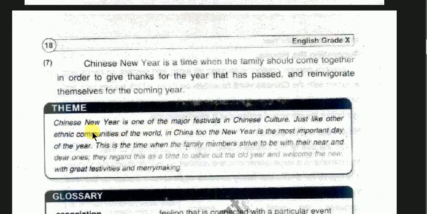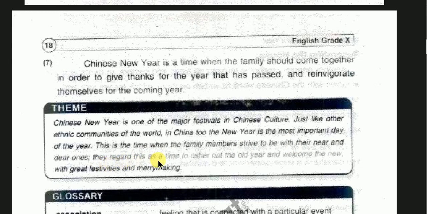This is the theme. Chinese New Year is one of the major festivals in Chinese culture, just like other ethnic communities of the world. In China too, the New Year is the most important day of the year. This is the time when the family members strive to be with their near and dearest ones.